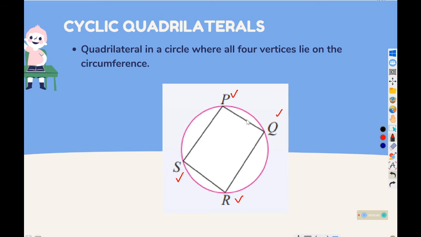As you can see, P and R are opposite to each other. So P is opposite to R, angle P is opposite to angle R, and Q and S are opposite too. Q is opposite to S, so angle Q is opposite to angle S.